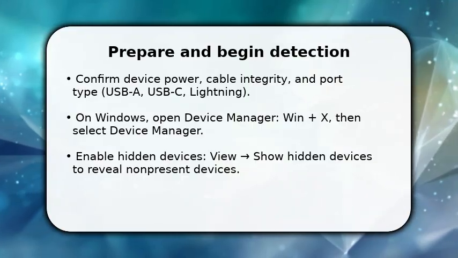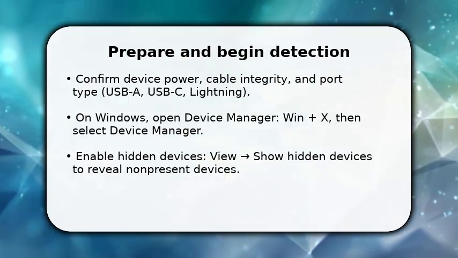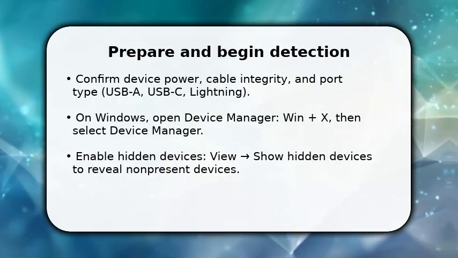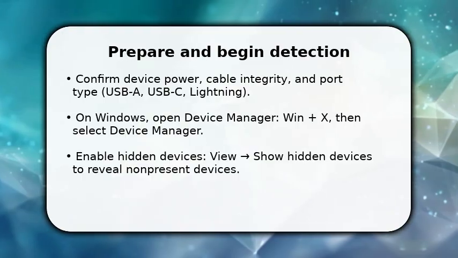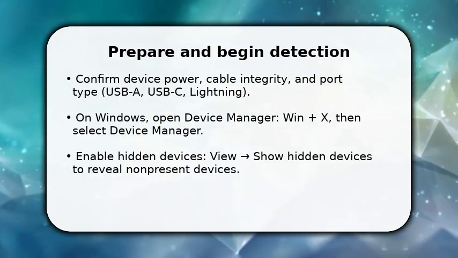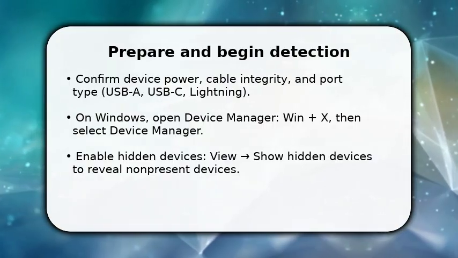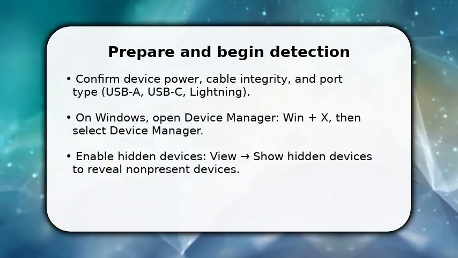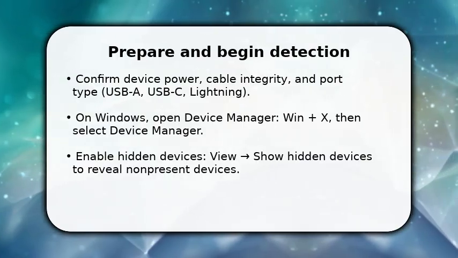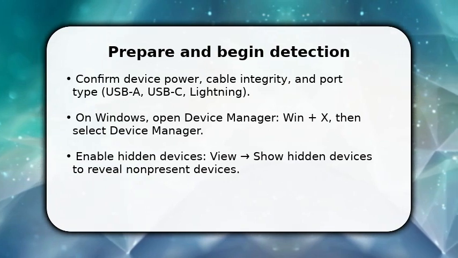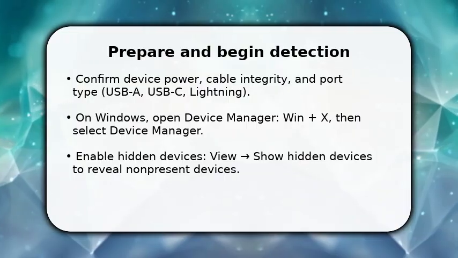You'll start by verifying basics quickly. Ensure the portable device is powered, the cable and port are good, and the device is unlocked. Next, open Device Manager via Win+X and pick Device Manager so you're looking at the system-level view. Once done, use View, right arrow, Show hidden devices to surface missing entries. This reveals devices that Windows removed or hid. Doing this early saves time, because many fixes require seeing the ghosted device before reinstalling drivers or changing settings.